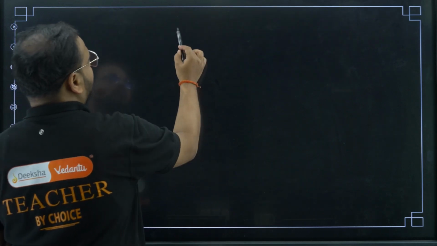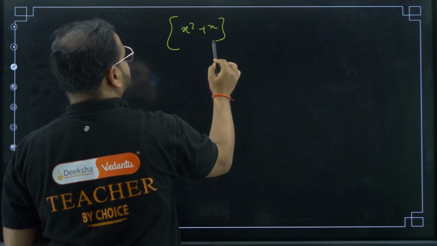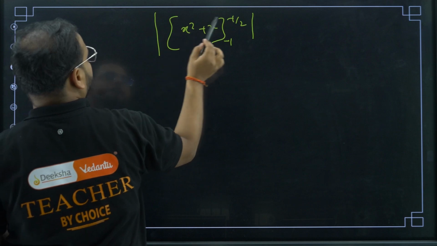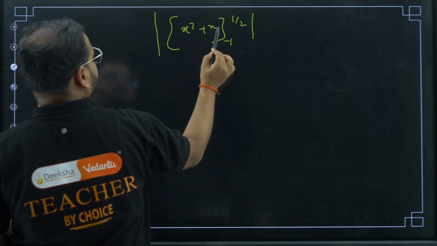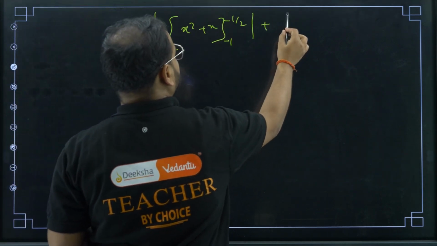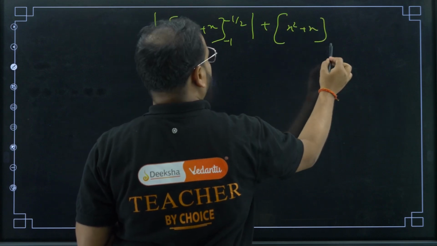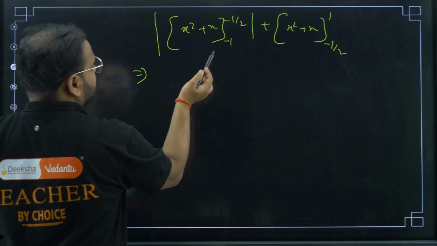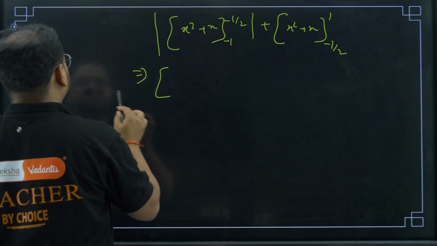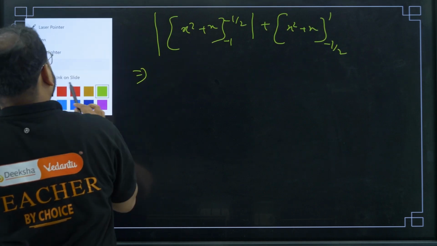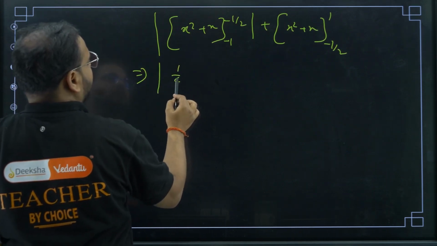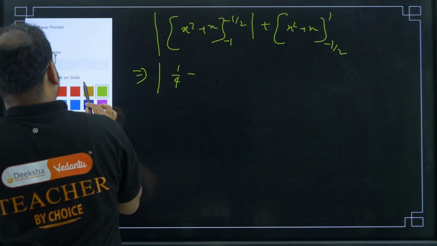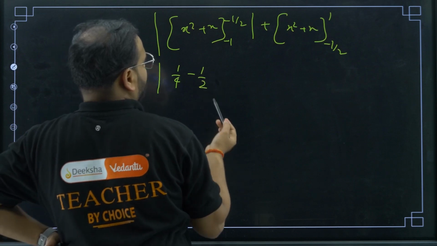So if I write this whole thing over again, x square plus x from minus 1 to minus 1 by 2 in the mod, plus x square plus x from minus 1 by 2 to 1. Let's put the values here. Upper limit, if I put, what am I going to get? Please check. I'll get 1 by 4 minus 1 by 2, and for the lower limit I'm going to get minus.